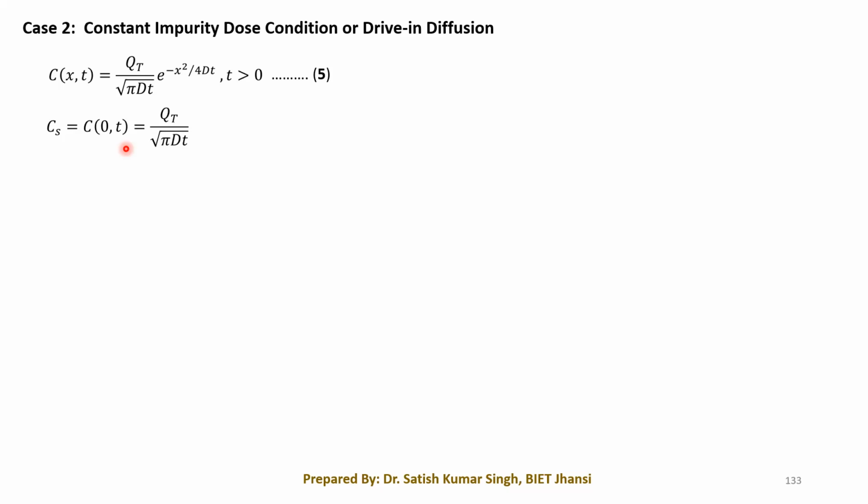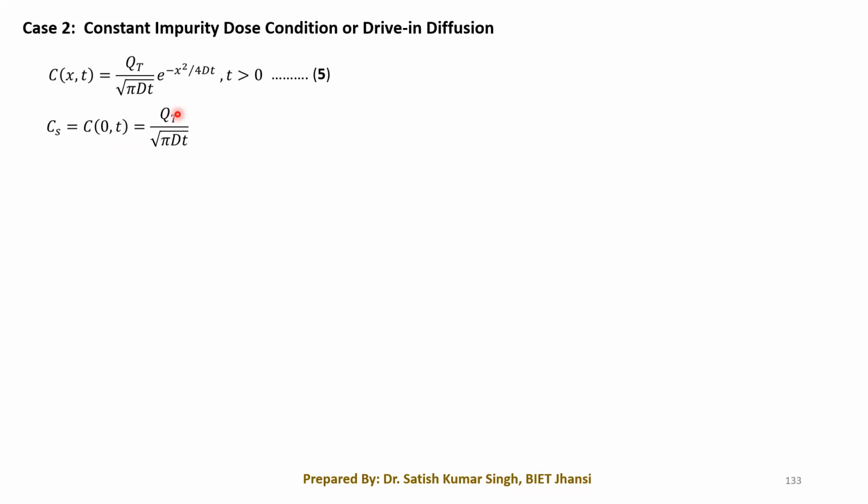Pre-deposition is generally done for a very small amount of time, while the drive-in is done for a larger amount of time to diffuse the impurity atoms up to a very large depth. To increase the depth of your diffusion, we have to go for the driving process, and that process has to be done for a large amount of time as compared to your pre-deposition process.